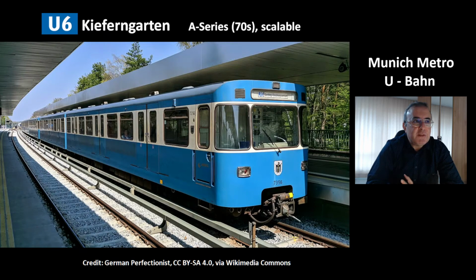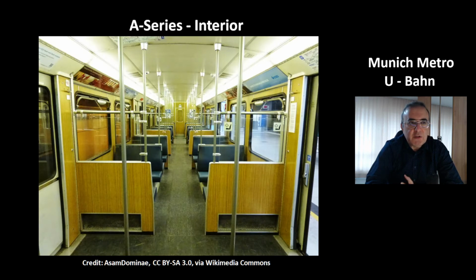This is the picture of the first generation of metro trains in Munich. That's the A series. This train is scalable. You can have 2 cars or 4 cars or 6 cars. Standard is 6 cars, and lower frequented lines U4 and U7 have 4 cars. Each car has a driver's cabin. This is how the interior looks like. You have leather seats.